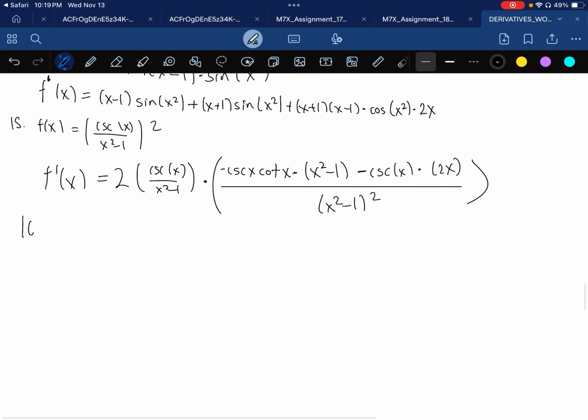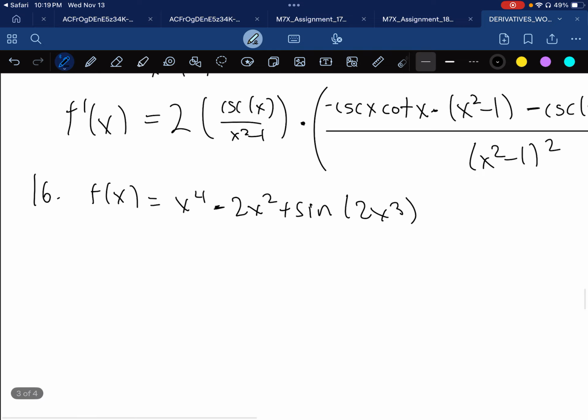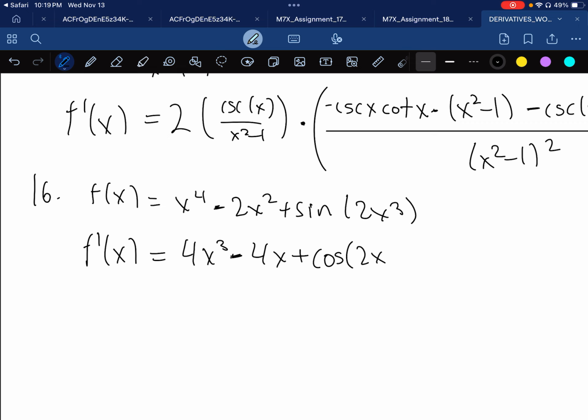So problem number 16, approaching what, 3/4 of the way there? Yeah. Except not really, because problem 21 really does take a lot. So sine of 2x cubed. So the derivative of this, okay, 4x cubed minus 4x plus, okay, this one's pretty easy, hopefully. The derivative of sine is cosine of 2x cubed times the derivative of the inside. We drop the exponent, 6x squared.